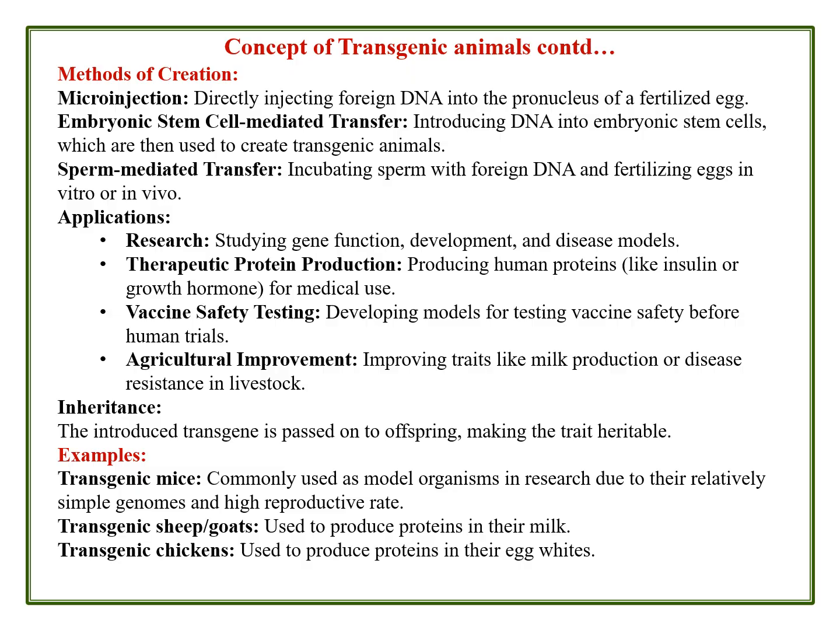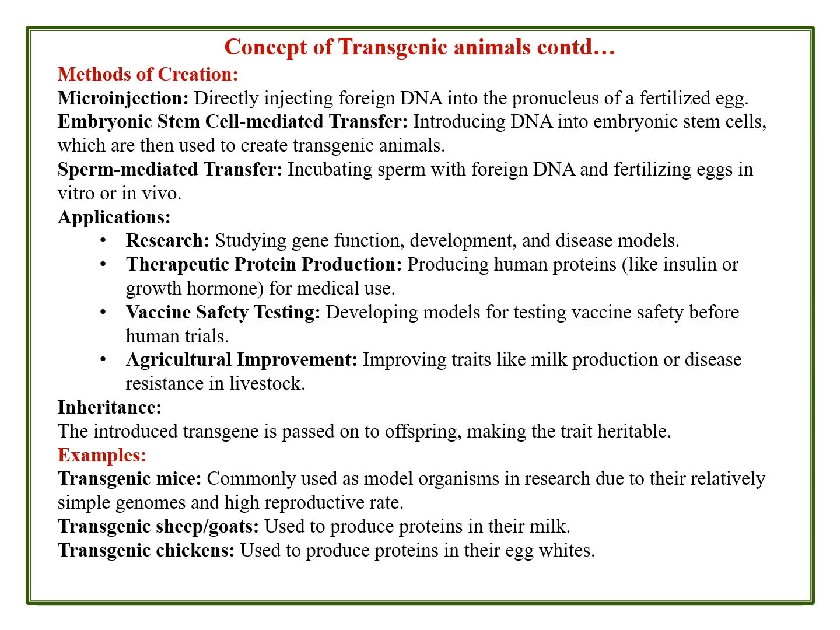So research, therapeutic protein production, vaccine safety testing, and agriculture improvement are the main applications for these transgenic animals. Studying gene function, development and disease models. Producing human proteins like insulin or growth factors for diabetic patients or persons with growth deficiency. Developing models for testing vaccine safety before human trials. Improving traits like milk production or disease resistance in livestock.